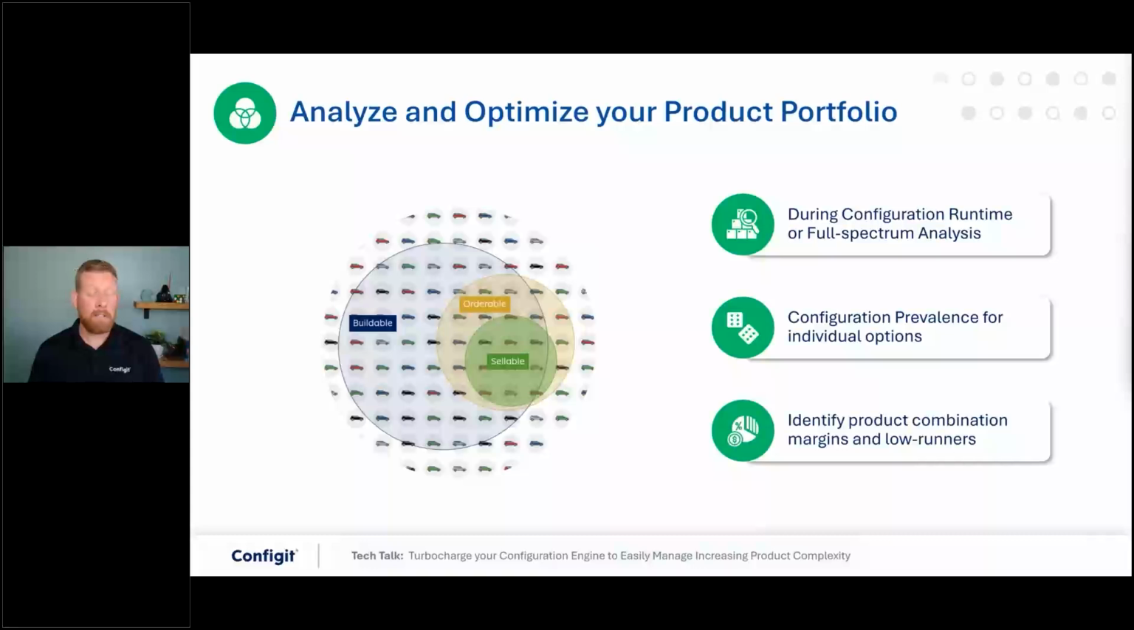And then finally, solution space will help to identify product combination margins and low runners. I'm sure you can imagine if you correlate this with your ERP data, you're able to understand very quickly how these are from a margin perspective and which ones you should potentially get rid of if they're costing you money or if they're just too much pain to manage. And of course, all of this is possible from our virtual tabulation technology.